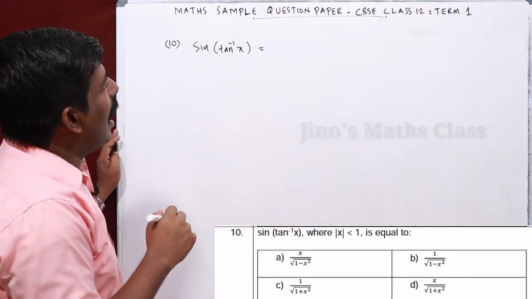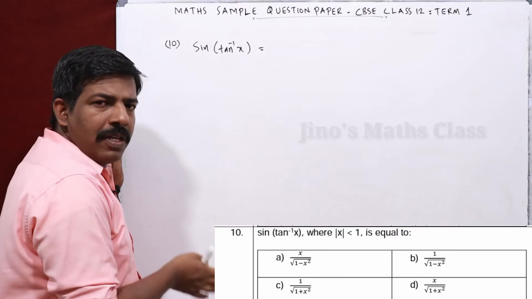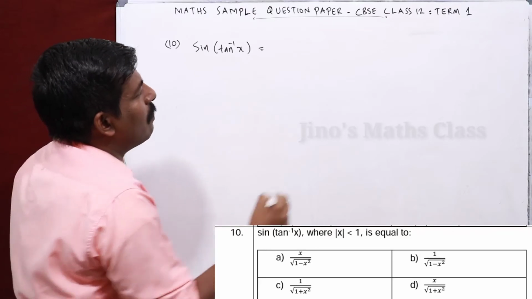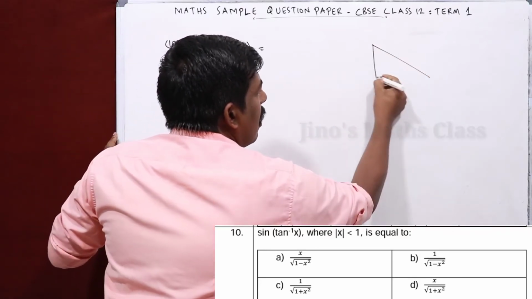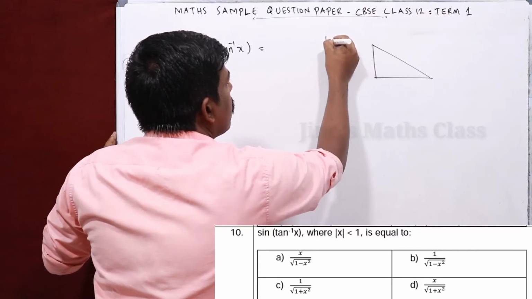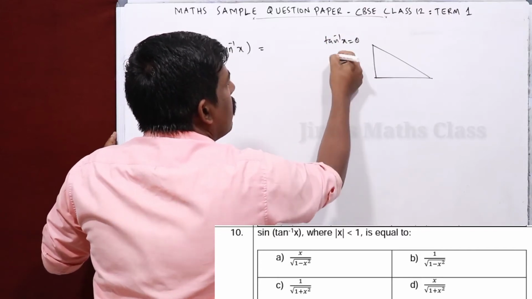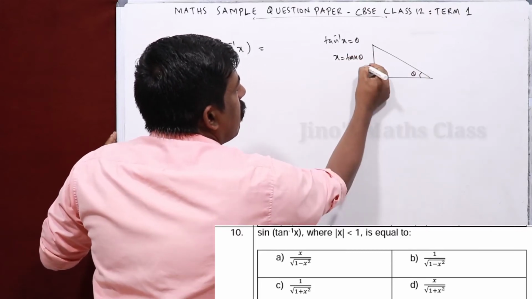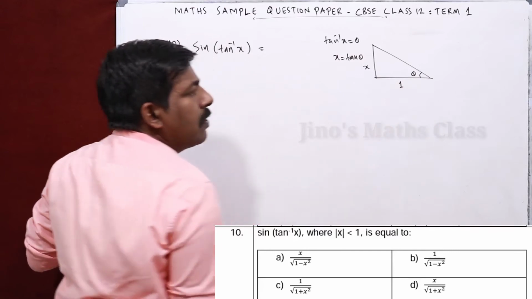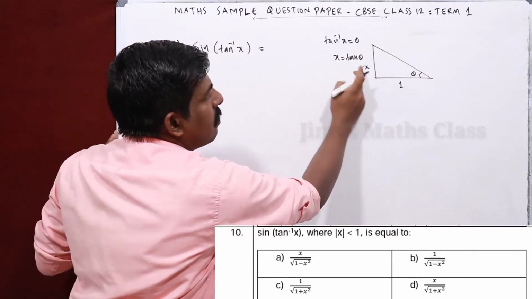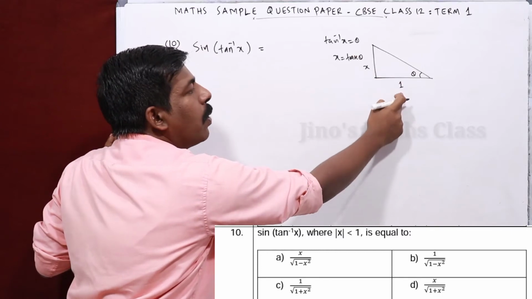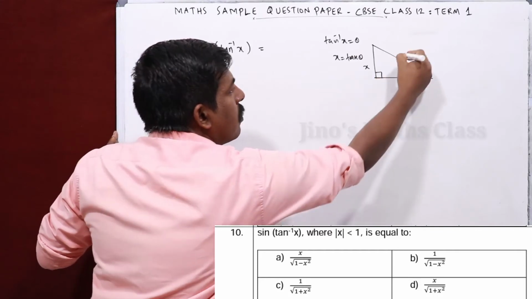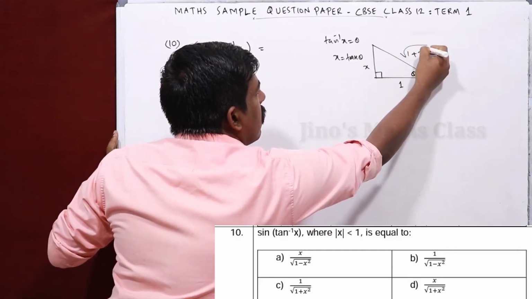10th question. Here we have to find the value of sine of tan inverse x. For that we can convert this tan inverse x into a sine inverse term. So we can make a triangle, and here we take tan inverse x as theta. That means x is equal to tan theta. If you mark one angle as theta, we know opposite by adjacent is equal to the tan value. So here it is x, meaning we can take x as the opposite side and 1 as the adjacent side. So x by 1 is x. From here we can find the hypotenuse, so we will get the square root of 1 plus x square.